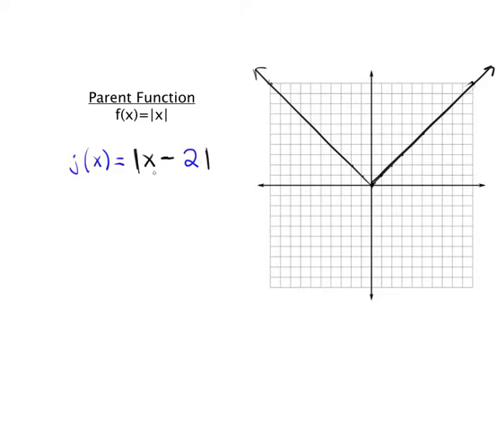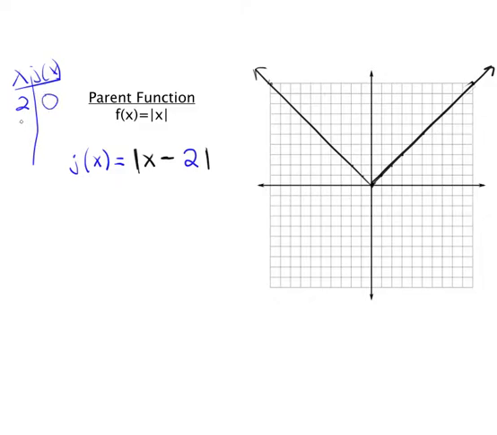So we can now think about j of x equals the absolute value of x minus 2. So we're looking at our inputs being minus 2. I'm going to start to look at a table, thinking about what happens to x and j of x. Let's just start with 2. That'll be kind of nice. 2 minus 2 is 0.